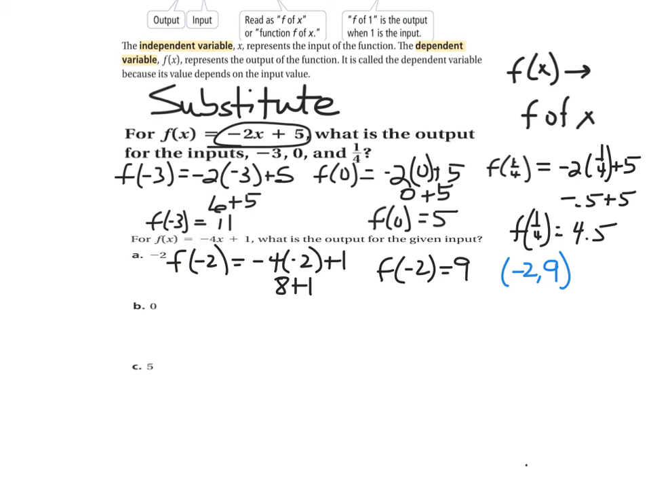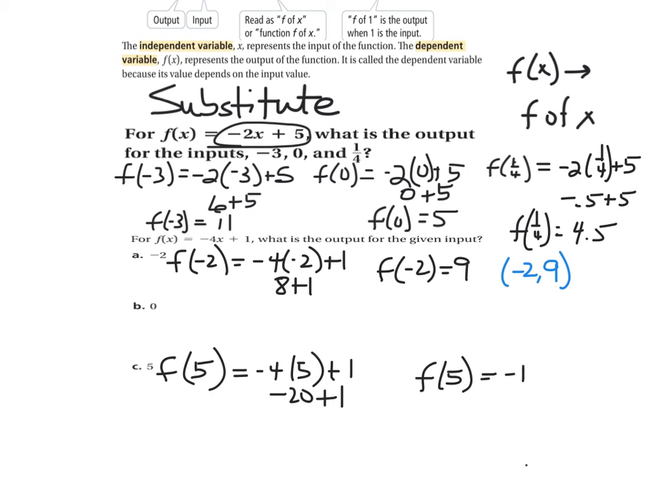Okay, let's go through the last one here, and then I'm going to skip this B so that you can get to work on your examples. F of 5. So negative 4 times 5, and then plus 1. Negative 4 times 5 is negative 20. Plus 1 tells me that f of 5 is negative 19.